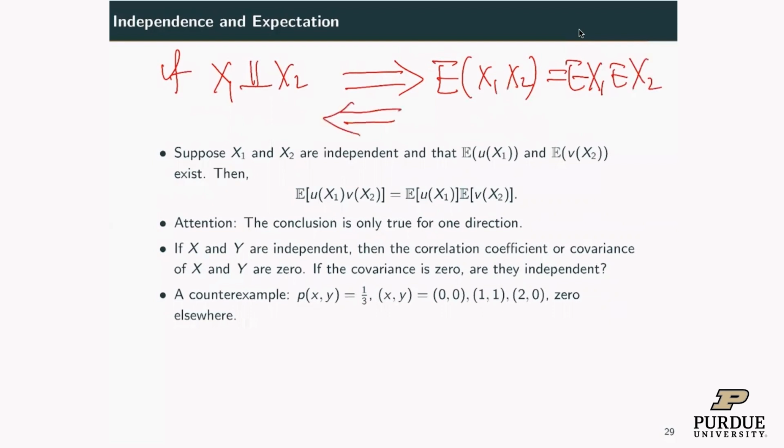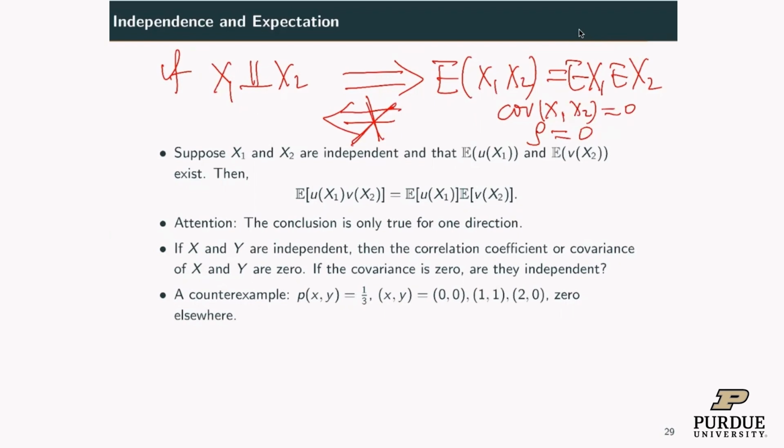Now what happened to this direction? If the expected value of x1x2 is equal to the product of the expectations, are they independent? The answer is no. This is not true. Here, if these are equal, that basically means the covariance of x1, x2 is 0. So that means rho is 0. So for x1, x2, the correlation coefficient is 0. Correlation coefficient being 0 doesn't mean they are independent.